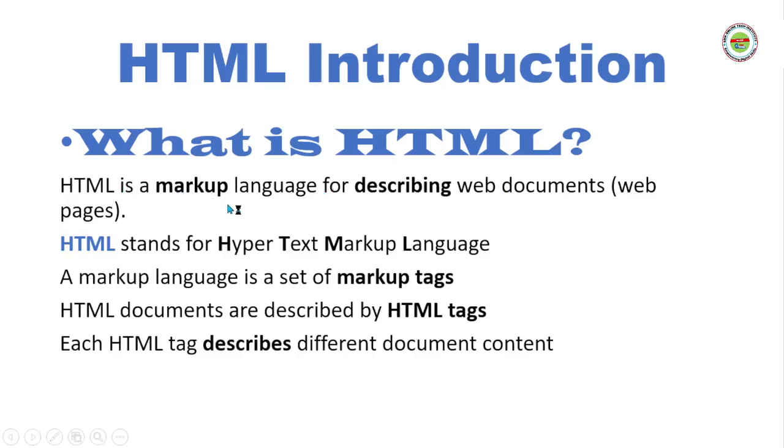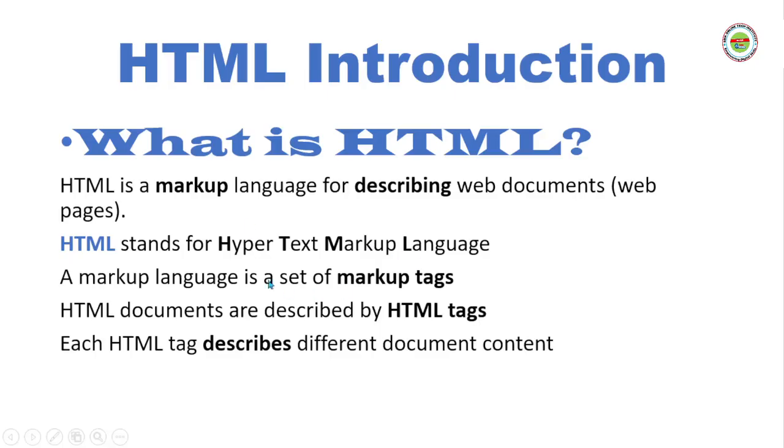Now, when we talk about a markup language for describing web documents, the markup language is the one that does what we call describing a web document. If we look over the internet, almost every website that we have access to has a markup language in it. And what is that markup language? That is HTML. All websites have HTML because HTML is the base for all websites. It is the main structure of websites. So it is the markup language for describing web documents and web pages.